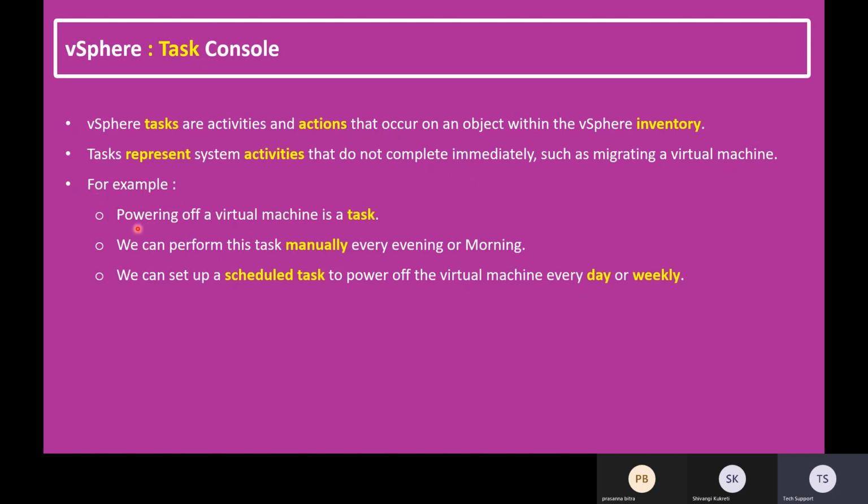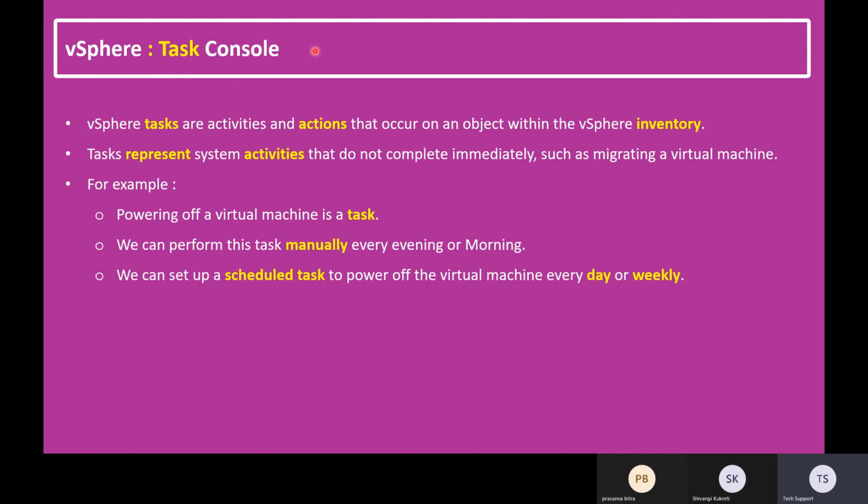For example, powering off a virtual machine is a task, and we can perform this task manually every morning or every evening, and we can set up a schedule also. Even scheduled task information we can see from the task console, whether the scheduled task completed or is in progress. All the information we can see from the task console. Normally a scheduled task you can set daily or weekly. You can set a virtual machine power-off every day or weekly. It's subject to customer choice. So all task information is always stored in the task console.